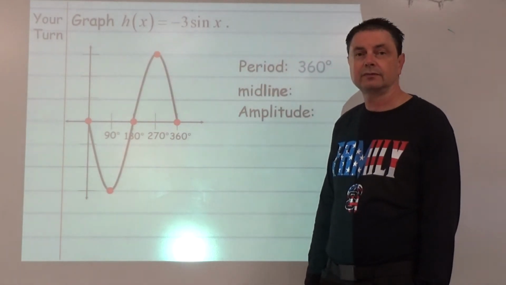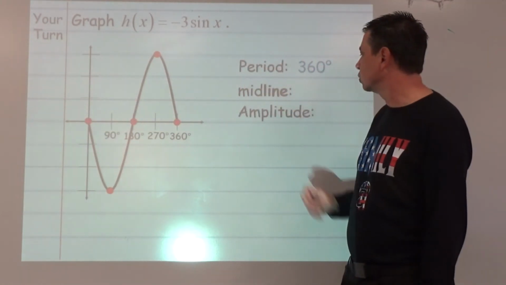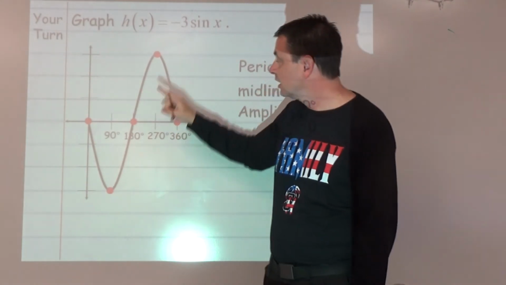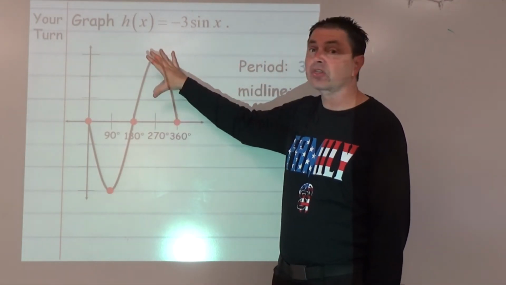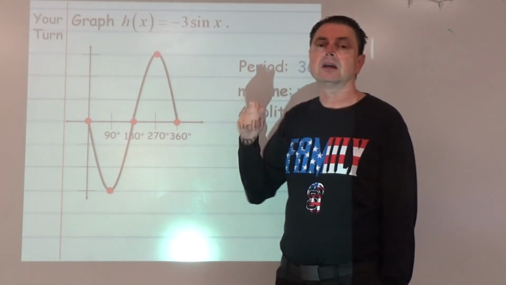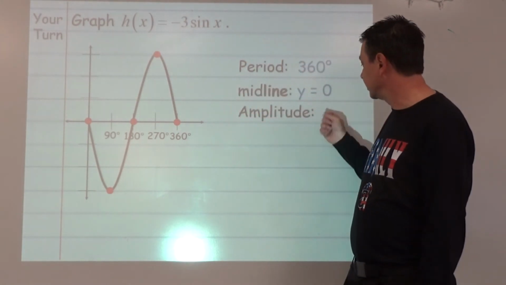Here's our graph. Our midline is still the x-axis, y equals 0. The amplitude: what's the distance from the midline to the highest point? The distance is 3. -3 is not a distance. Amplitude is always positive because it is a distance. The amplitude is 3.